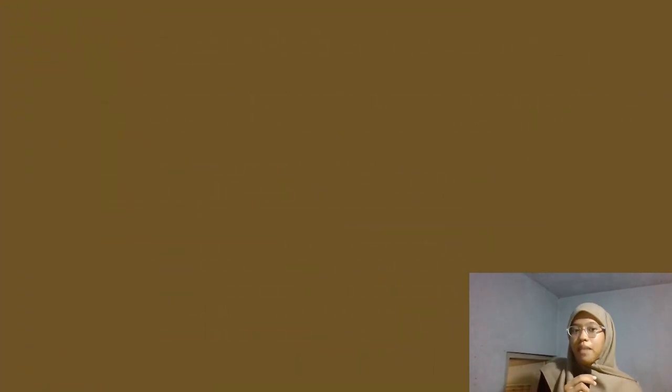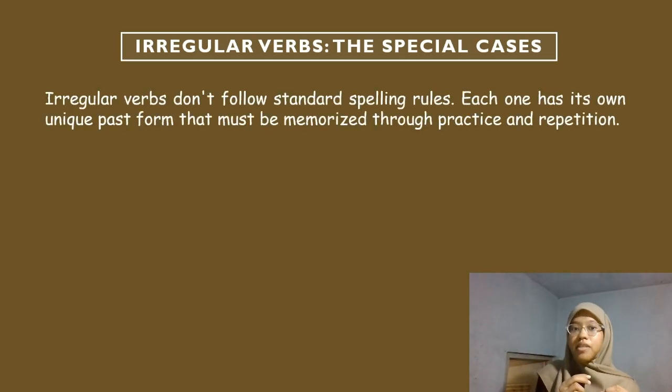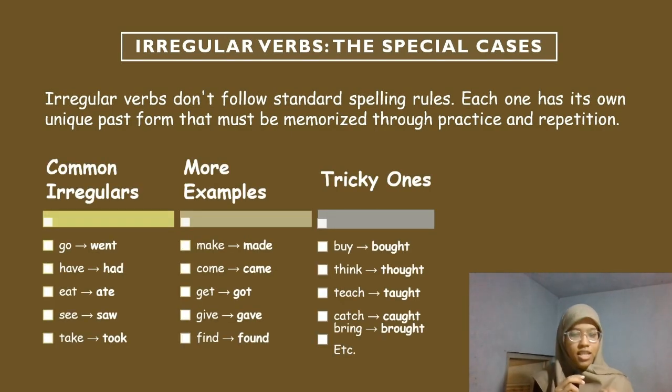Okay, the second type is irregular verbs. These are the special cases because the verbs do not follow standard spelling rules. Each one has a unique past form, which means they must be memorized through practice and repetition. You already know many of these. Go becomes went, eat becomes ate, have becomes had, buy becomes bought, teach becomes taught. The best way to learn them is to group them, put them on flashcards, and use them in sentences.